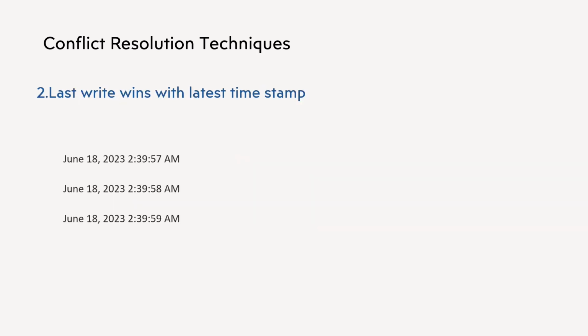The second way is last write wins, with the latest timestamp. Suppose we have three writes happening like this, right? Here we can see that all three writes have a timestamp, and X15 has the latest timestamp. So that wins, because we are keeping track of timestamps, and we will always take the latest one. But this may not be a bulletproof mechanism, because sometimes clocks are not synchronized or fine-tuned, and the data may not be correct either.